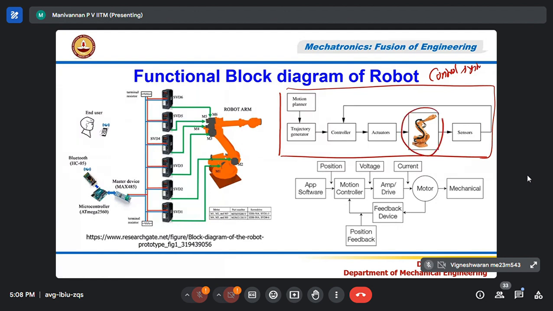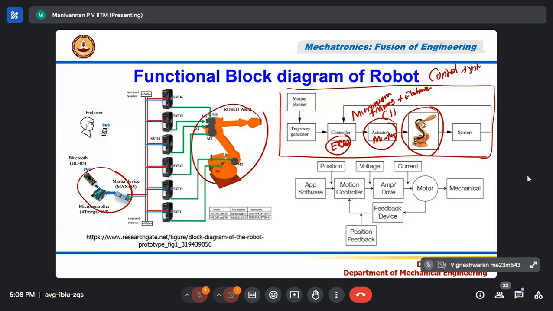What is so? This is mechanical. This is mechatronics. This is a robot. It is controlled by actuators. These are nothing but M1 to M6. Correct? This is my controller, an embedded controller, ECU, electronic control unit, in which there is a microprocessor plus memory plus other electronics. The whole thing is called hardware.